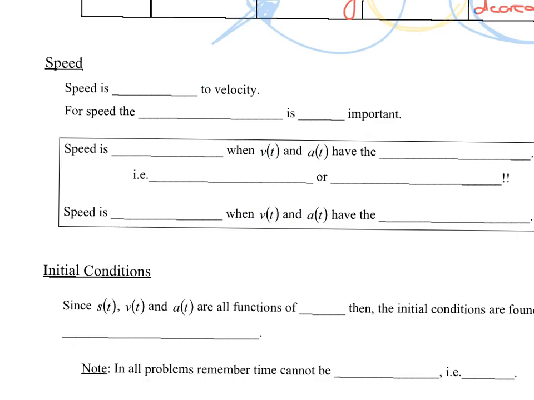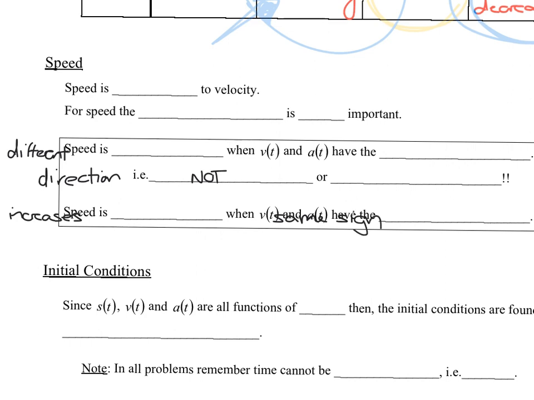So these are some really important points to have when you're doing questions, that speed is different to velocity. It's not the same thing. For the speed, the direction is not important. That's for displacement, when the direction is important. For the speed, the direction is definitely not important. So speed increases only when v of t and a of t have the same sign. All right?